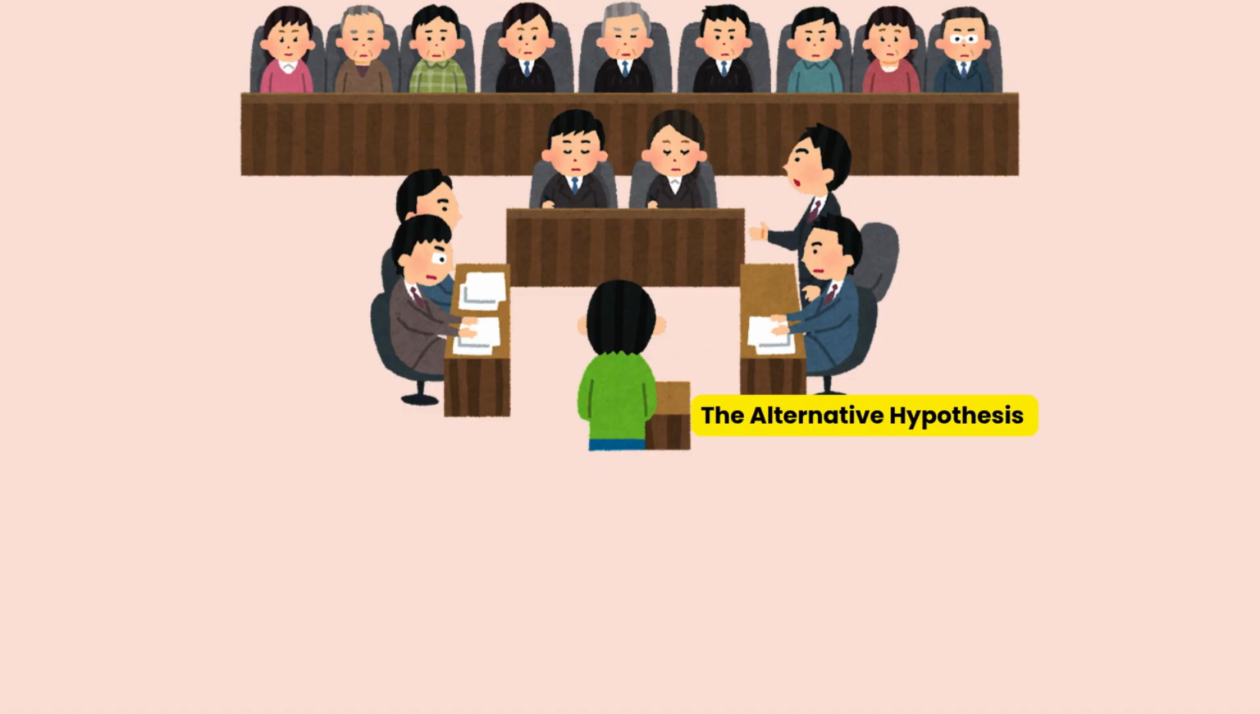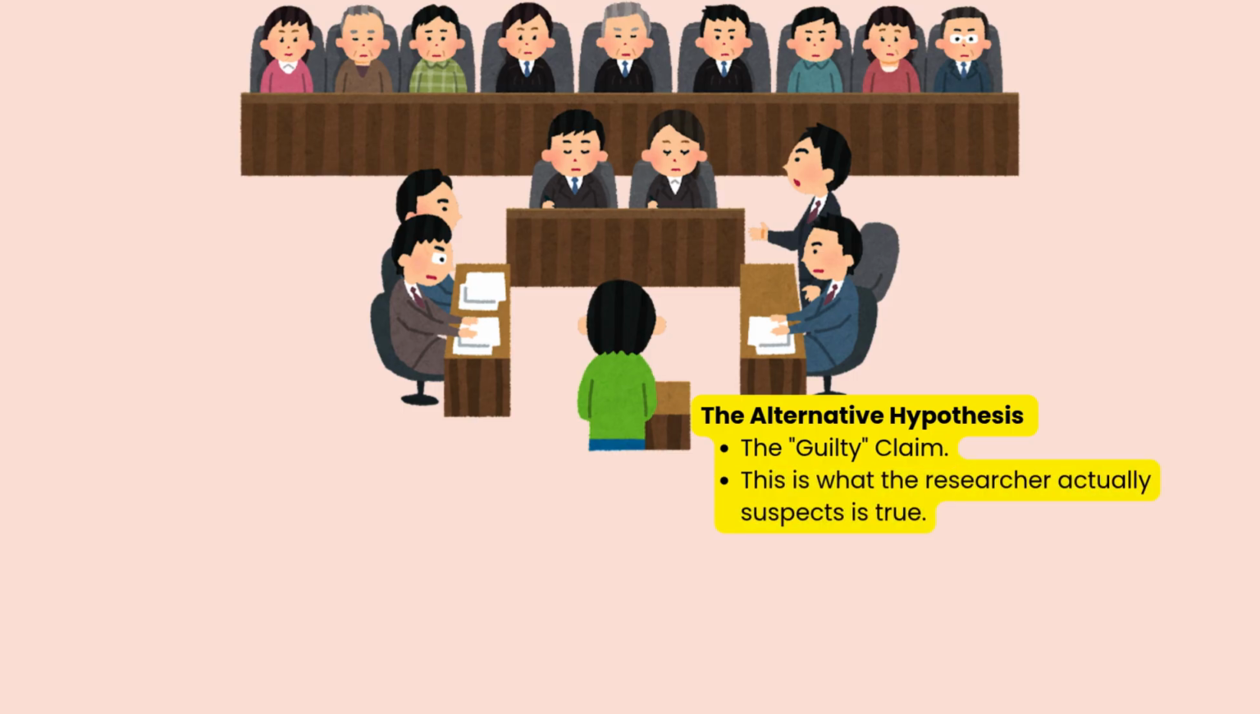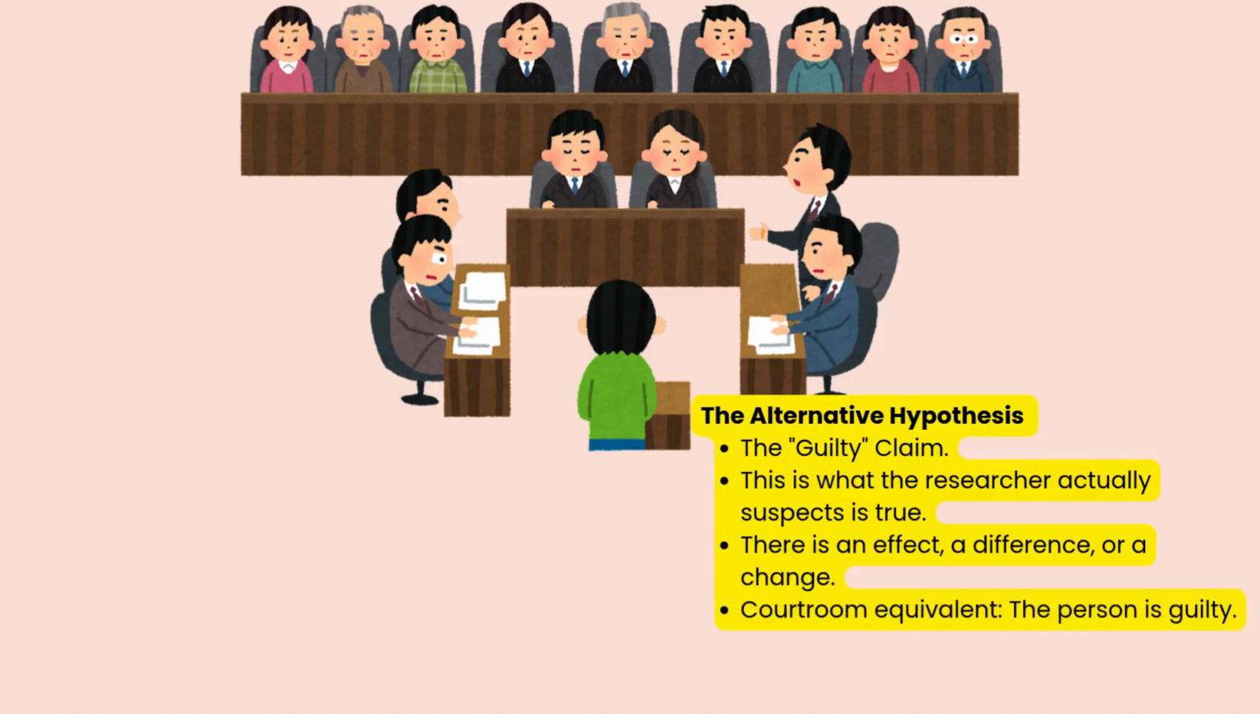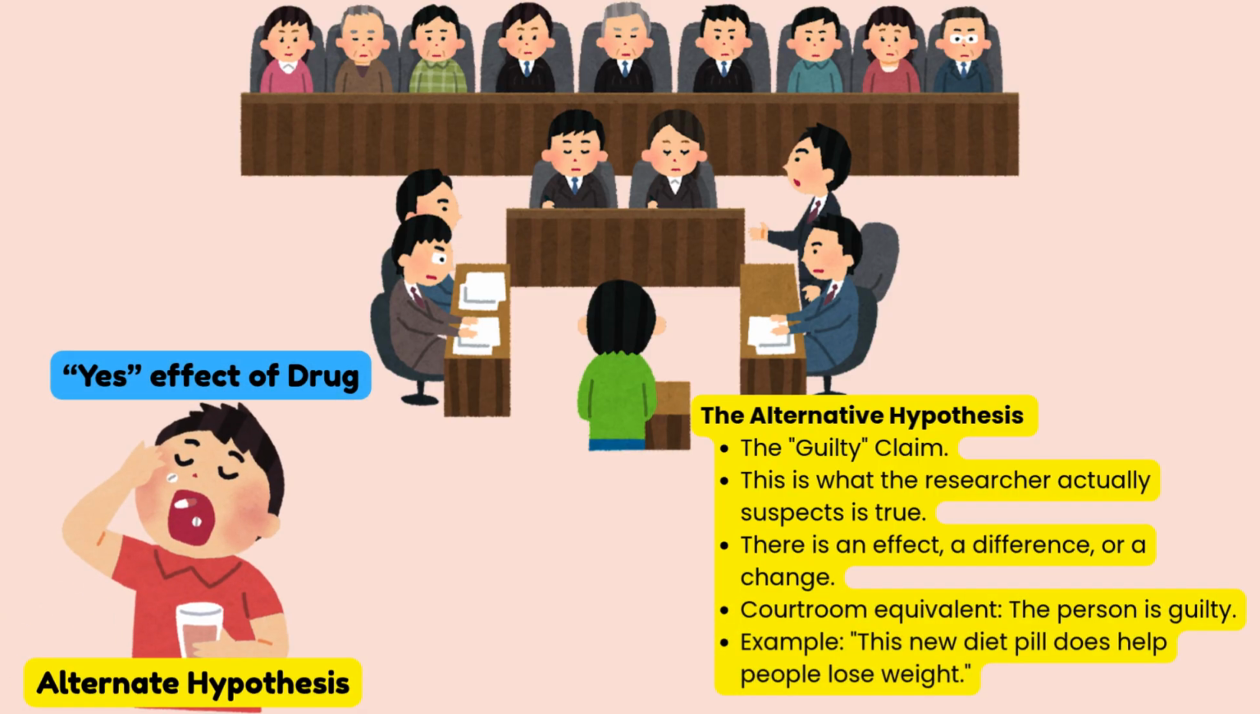In the case of the alternative hypothesis, it is the guilty claim. This is what the researcher actually suspects is true. There is an effect, a difference, or a change. The courtroom equivalent of this means that the person is guilty. For example, this new diet pill does help people lose weight.